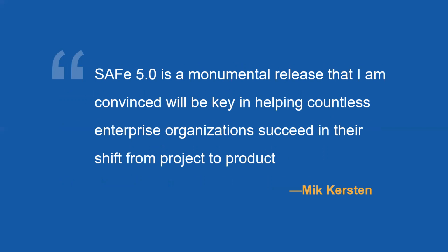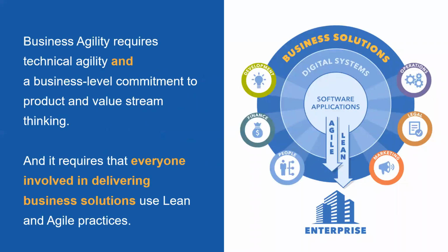The idea here is that implementing SAFe 5.0 in an enterprise can give you a competitive advantage, and the capability to survive or reach the golden age, which is a deployment period for software and the digital space. Now a little deep dive into business agility and the competencies which help us achieve it. Business agility requires technical and business level commitment to product and value stream thinking. That's the top level thinking. It requires that everyone involved in delivering business solutions use lean and agile practices, so everybody is ready to inspect and adapt and looks at the system level rather than only focusing on their own part.